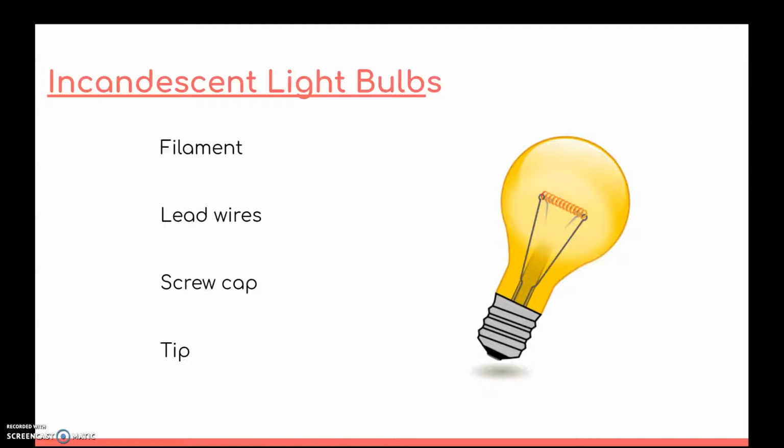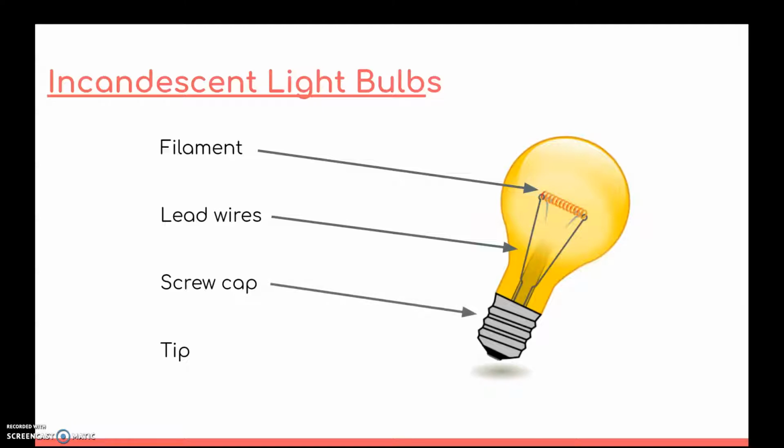So looking at the words here on the left, do we know which part of the light bulb we could label these as? The filament. That's one of the parts of the incandescent light bulb. It's the part that gets hot in the coils. We have our lead wires, screw cap, and then we have our tip.